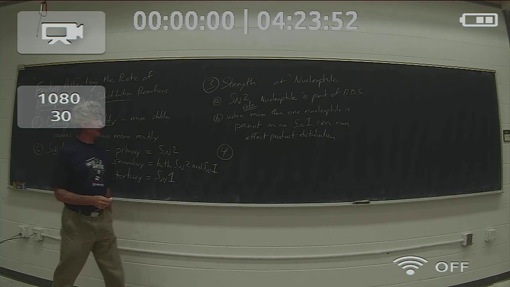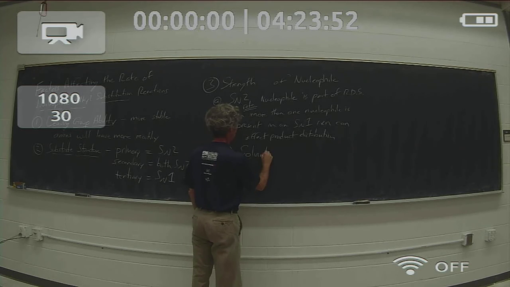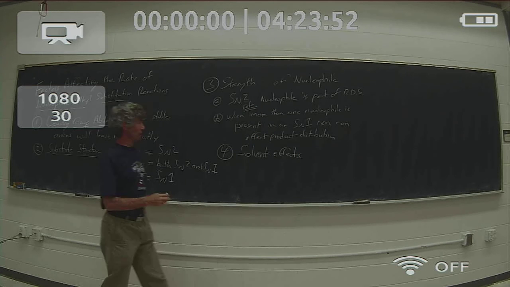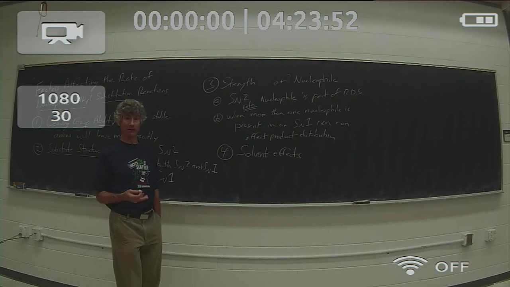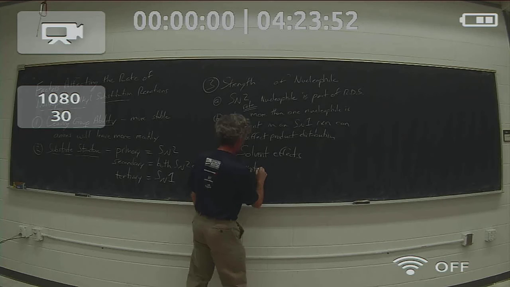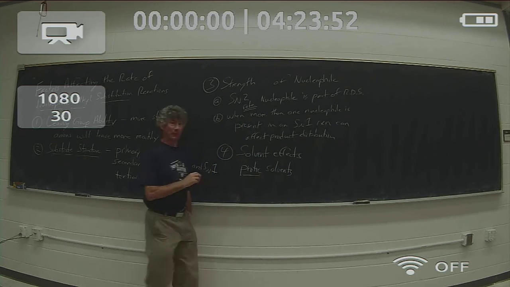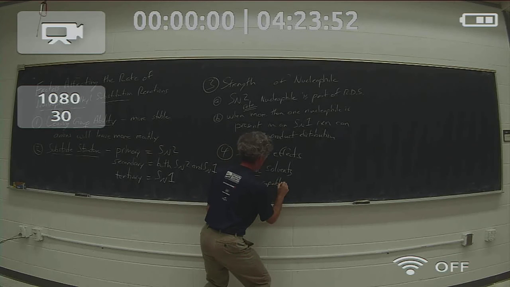The fourth factor is the solvent. Some solvents can enhance the rate of the SN1 reaction. Other solvents will enhance the rate of the SN2 reaction. We will find out that protic solvents. By protic solvent, we mean capable of hydrogen bonding.